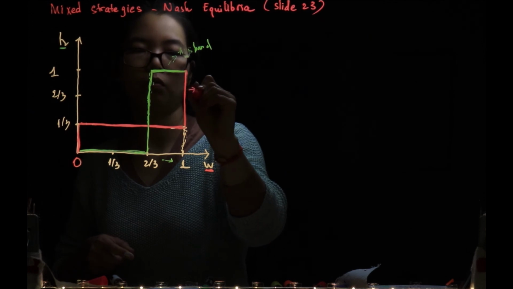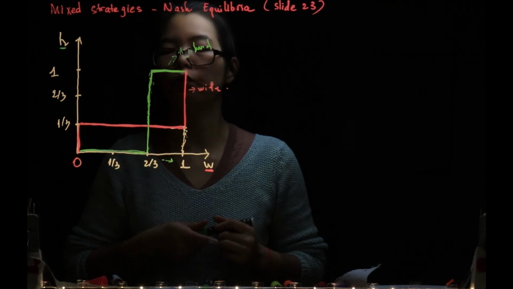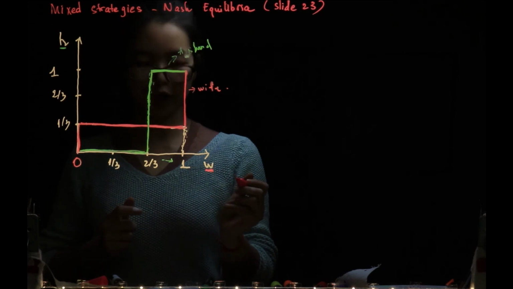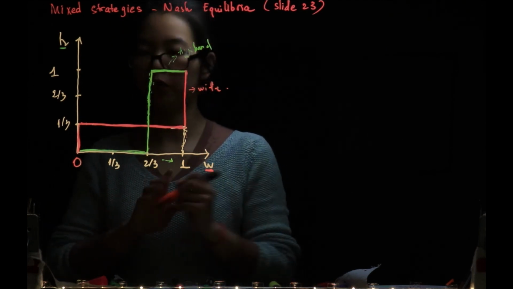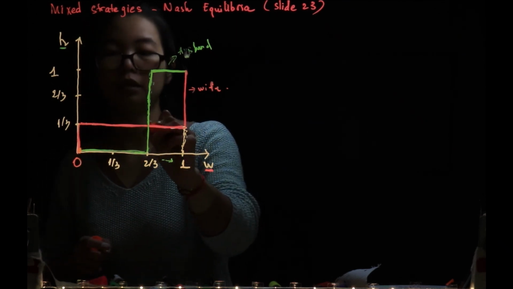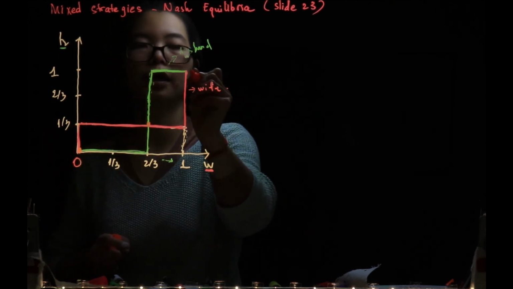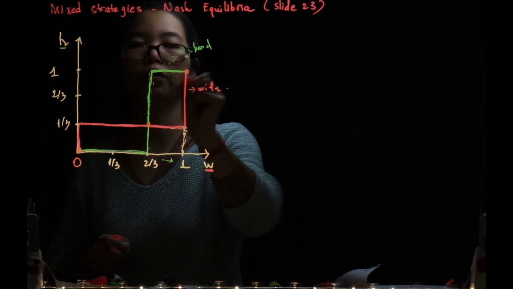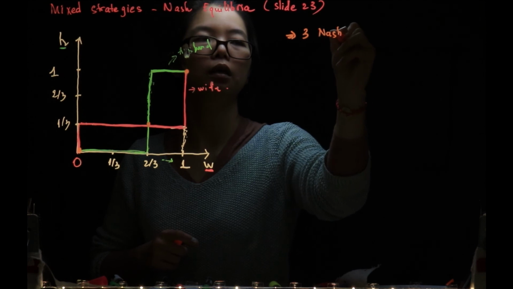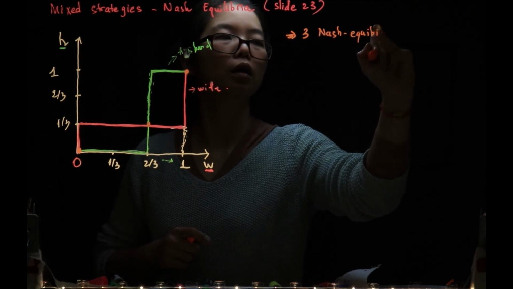And this is the wife. Because Nash equilibrium is where the best responses join together, we have 3 points. The first point is right at 0. The second point is W equals 2/3 and H equals 1/3. And the last point is both equal to 1. So we have 3 Nash equilibria.